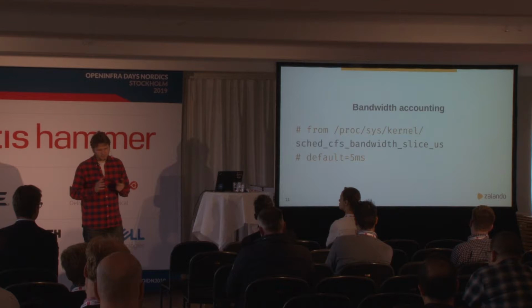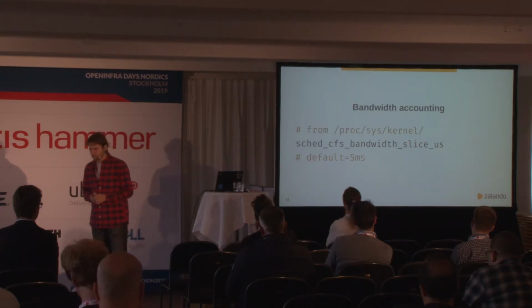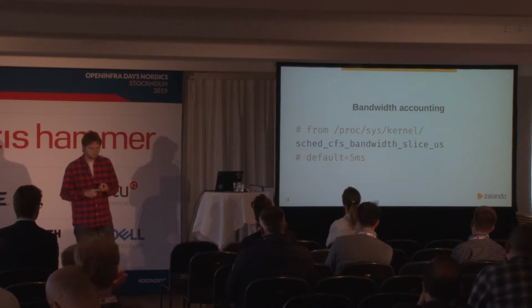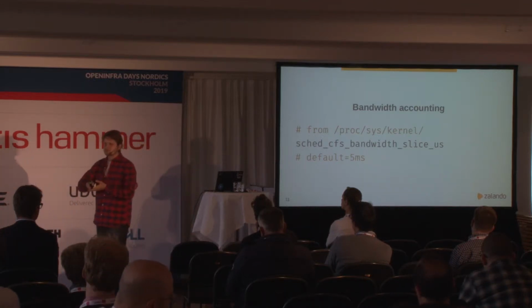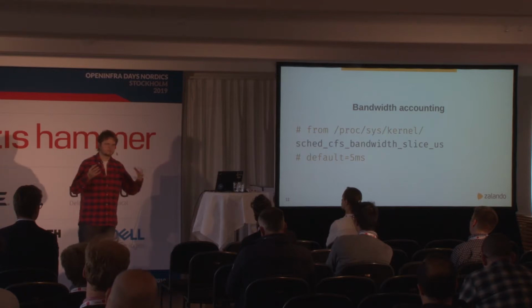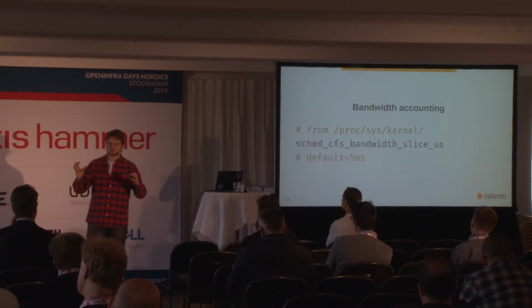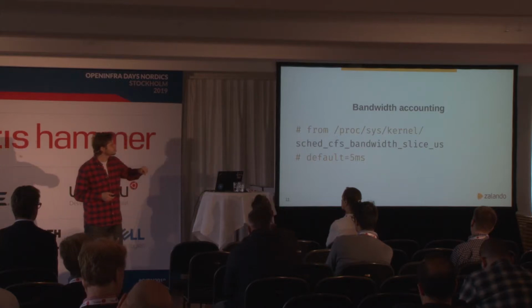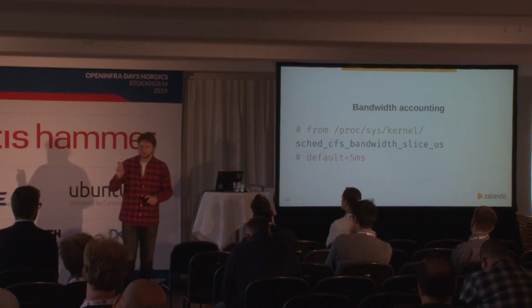But again, every feature, every functionality, every approach has its own pros and cons, and in this case what kicks in is how instantly we can apply those limitations. Obviously it doesn't make sense to apply CPU throttling at every moment. It's just not performant. That's why normally it's done within batches, within slices. If you go to the proc sys kernel, you will see a parameter called sched_cfs_bandwidth_slice_us. It basically tells you how often this accounting is happening.